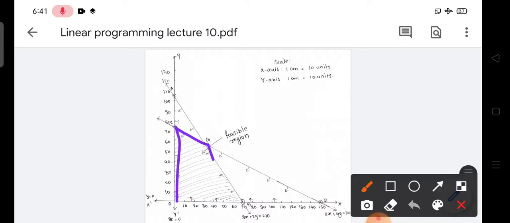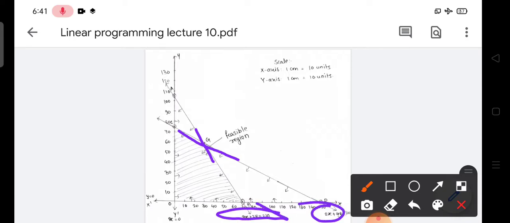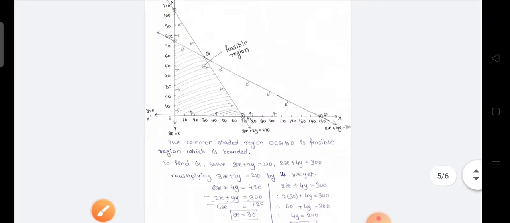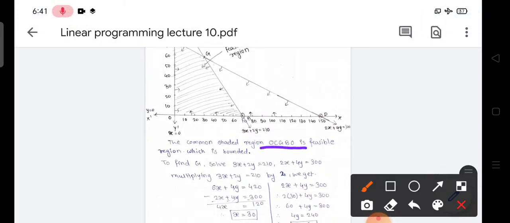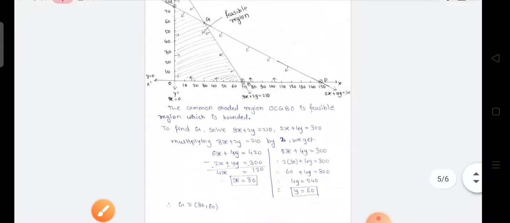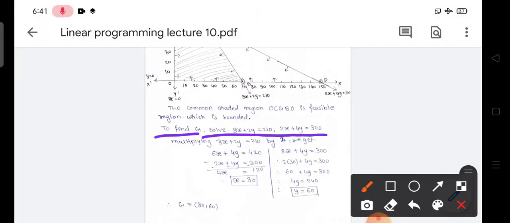Okay, O point, that is the origin, we know. C point, we know. B point, we already know. Now we are going to find only the G point. What is the G point? It's the intersecting point of these two lines. So what is the procedure? Solve these two equations simultaneously. So see here the common region OCGBO is the feasible region, which is bounded. To find G, solve these two equations.